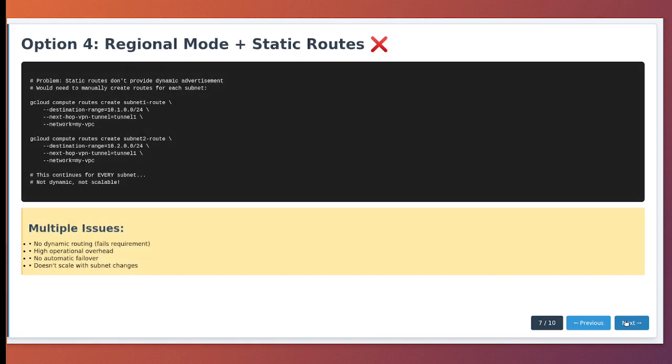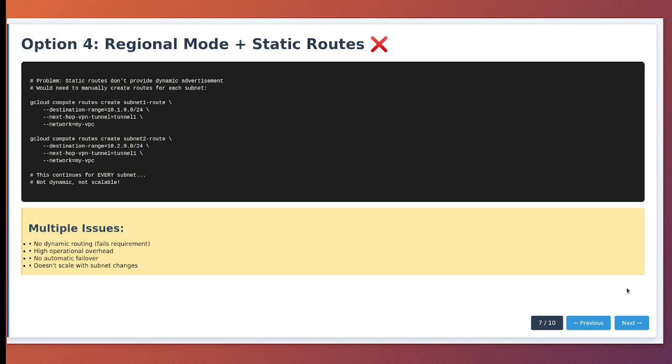Examining option 4. Regional mode with static routes. The fourth option is interesting because it acknowledges the limitation of regional routing mode and attempts to work around it. It uses default regional routing mode but adds a static route to the on-premises network with the VPN tunnels as the next hop. However, this option has several problems. First, it talks about creating a route to the on-premises network, but the requirement is to advertise subnets from the VPC to on-premises, not the other way around. This suggests a misunderstanding of the routing direction.